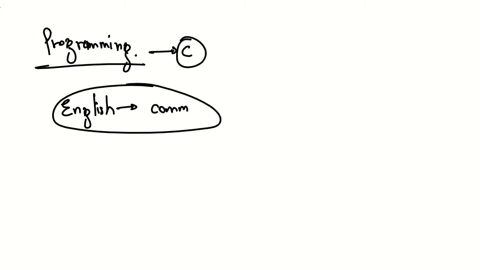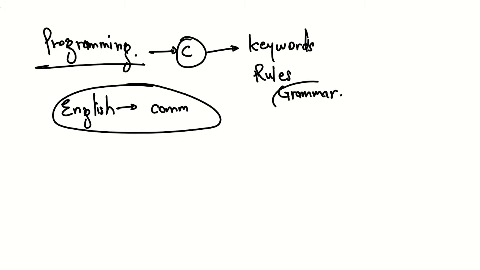Similarly, with C, there are some reserved words, we call them keywords, and there are some rules. These rules are called the grammar of the programming language, and we need not learn them as of now for learning the C programming language. They are all written into a software called a compiler.